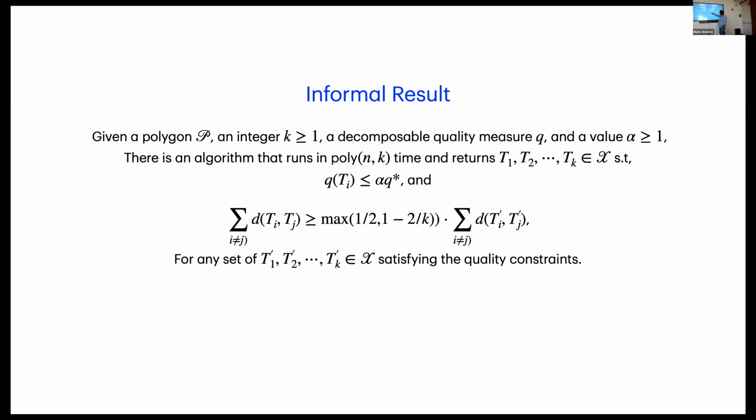But if K is actually large, let's say K is more than 5, meaning you want more than 5 triangulations, then actually my approximation factor gets better than that. This is like a 1 minus 2 over K. So you keep increasing K, this actually goes to 1. So if you want more and more triangulations, I can approximate the optimum better and better.